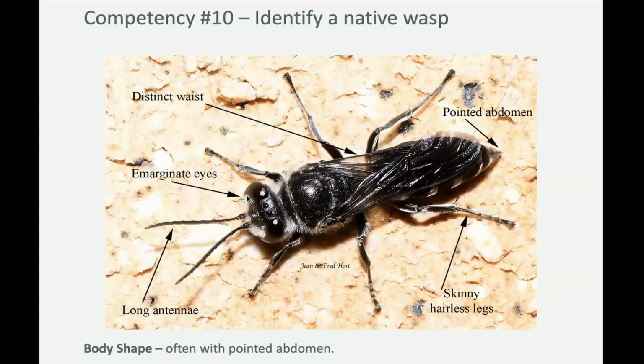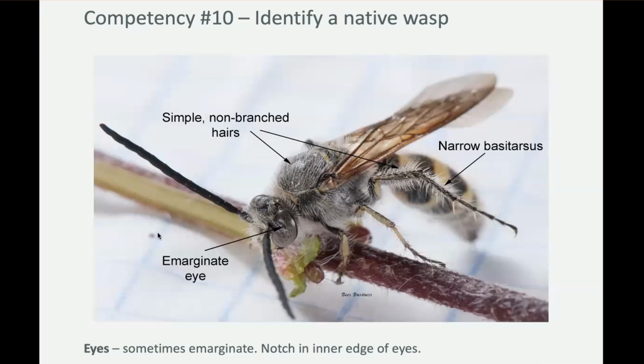So here, it's hard to see. There's a little notch out of the eye that's on the side of the head. That's called an emarginate eye. This wasp, the emarginate eye is a little more obvious.